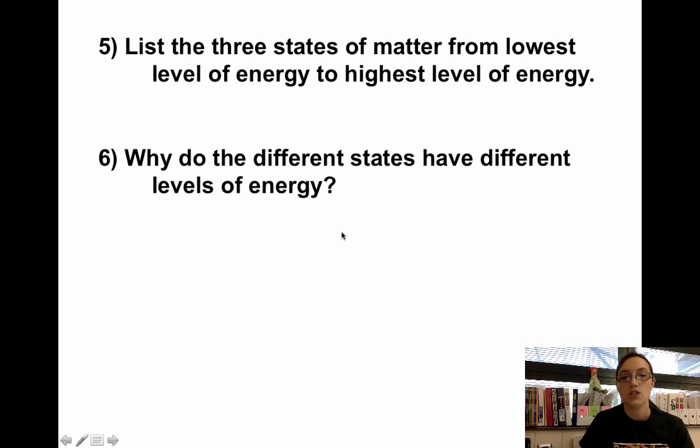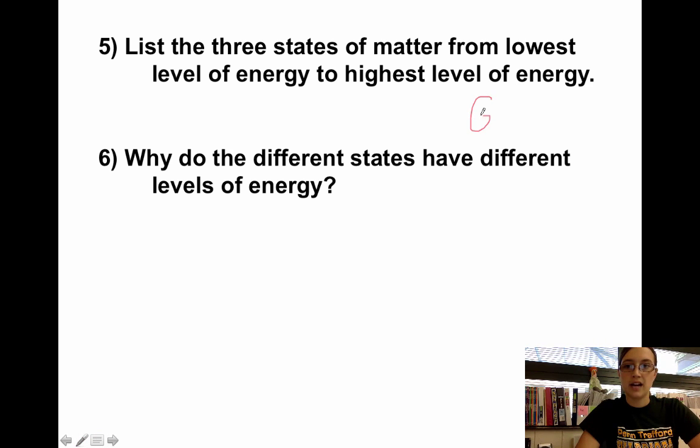Then what these next questions have you do is they have you look at states of matter. So we need to list the states of matter from lowest energy to highest energy. What I want you to think about is the first discussion that we did when we talked about solids, liquids, and gases and those particle diagrams that we looked at. Which state of matter moved around the most and bounced off of the walls and the other particles? The gases. So gases actually have the highest level of energy.